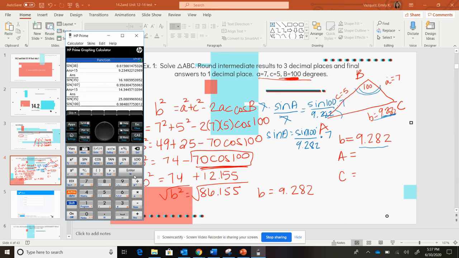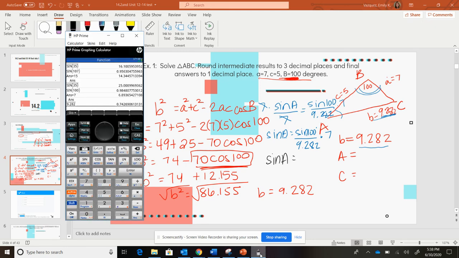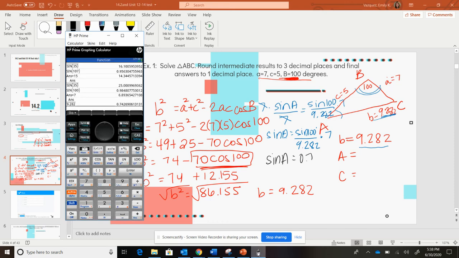It doesn't really matter what you do first. You want to multiply by 7 or divide by 9.282. It doesn't matter. I'm going to go ahead and multiply by 7, and then I'm going to divide by 9.282. All right, so now I have sine of A equals, what was that? 0.743.